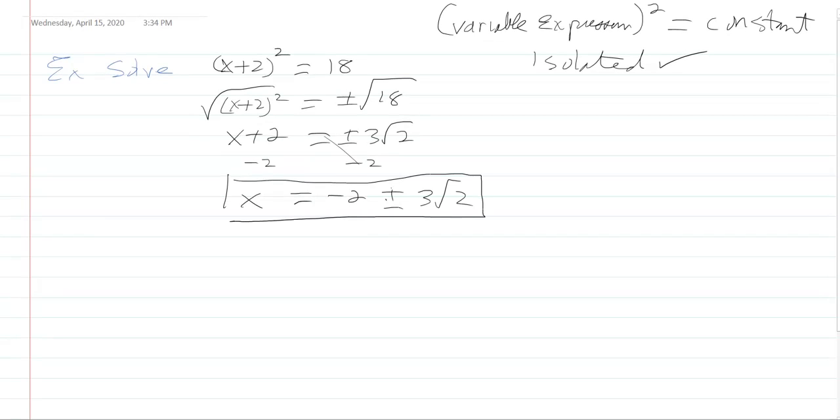Now remember, that means that's two different numbers. That's negative 2 minus 3 root 2 and negative 2 plus 3 root 2. It's just easier to write them with that plus or minus in there. That's acceptable.